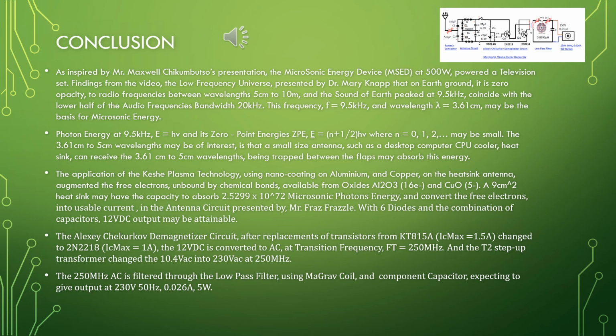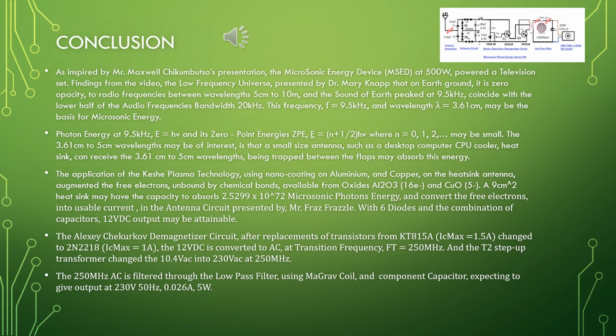Photon energy at 9.5 kHz, E equal to h nu, and its zero-point energies, E average equal to (n plus half) h nu, where n equal to 0, 1, 2, may be small. The 3.61 cm to 5 cm wavelength may be of interest in that a small size antenna, such as a desktop computer CPU cooler heatsink, can receive the 3.61 cm to 5 cm wavelengths. Being trapped between the flaps may absorb this energy.